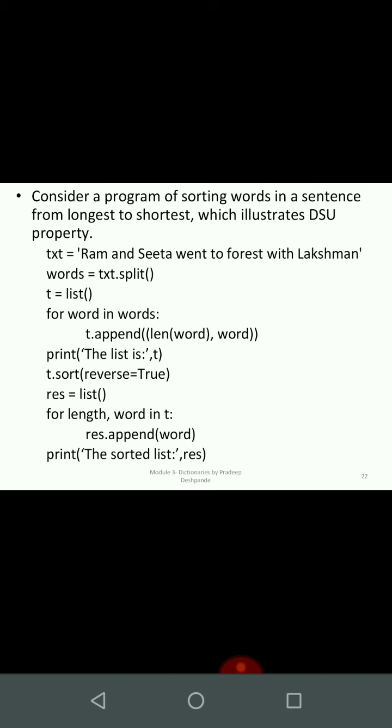Then we are taking one more variable, res equals list, which means one more empty list with the name res. For length, word in t, we are considering length as well as word in list t. res.append means we are storing the sorted words in the res variable, according to length. Then we print the sorted list. This is the program which will sort the list of words in descending order according to their length.